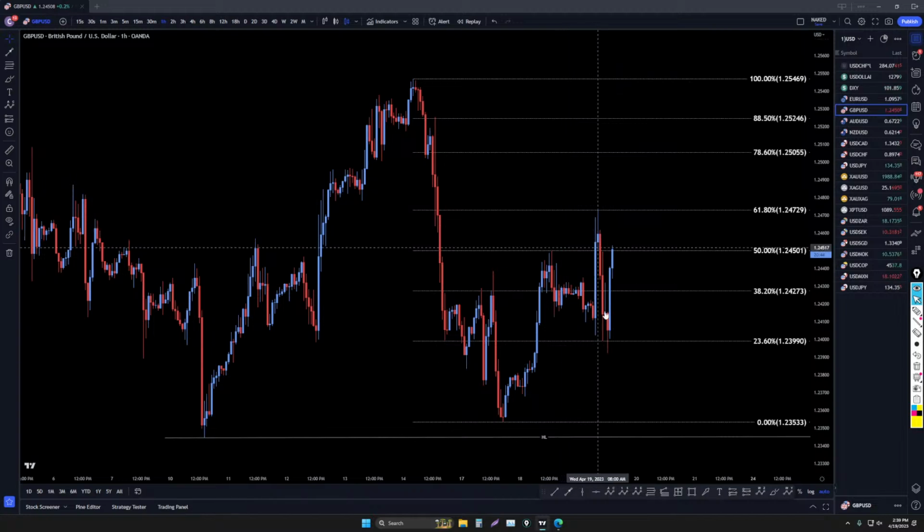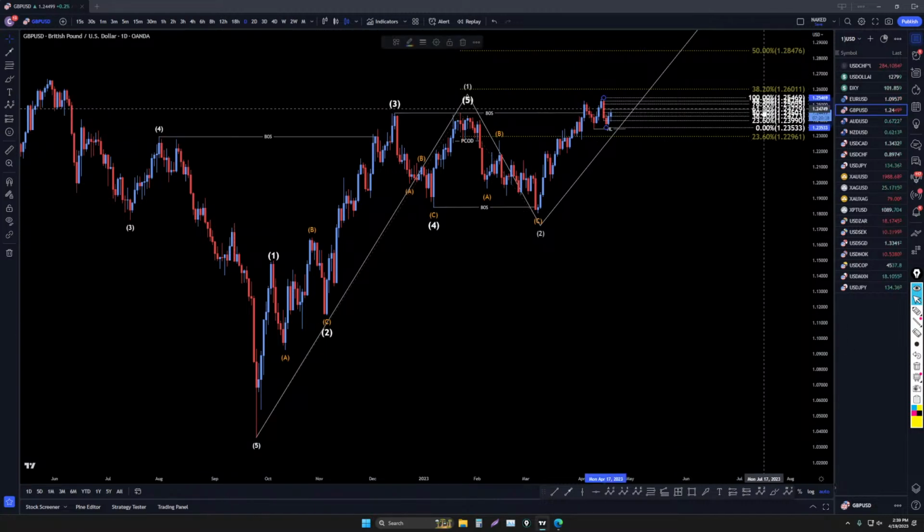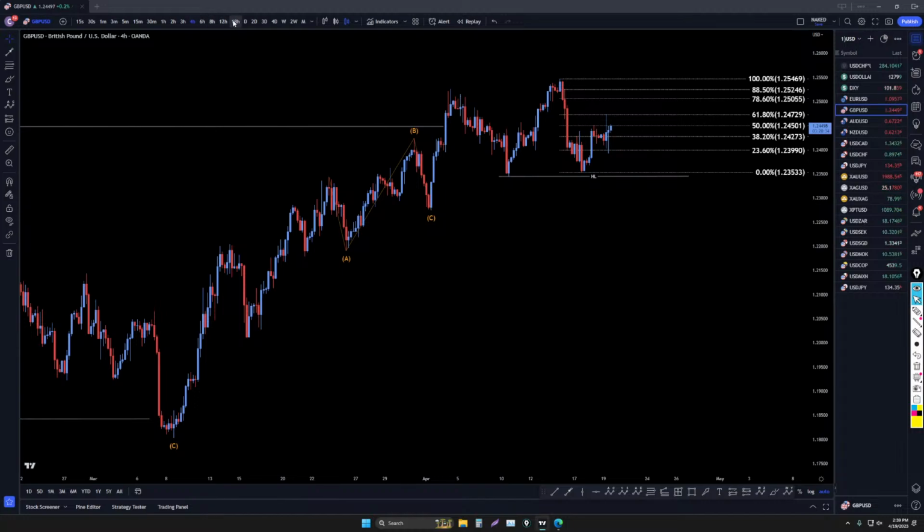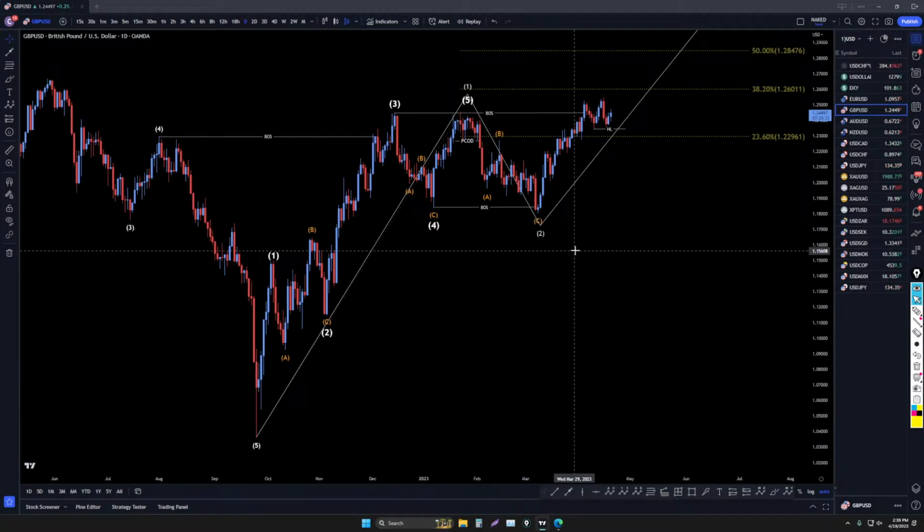Now the pound dollar was the one that was really tricky today. We'll go back up to the daily first, we'll come back to the 1 hour, but that really looked like it was ending a correction today. But now in hindsight we can kind of see that it probably isn't.